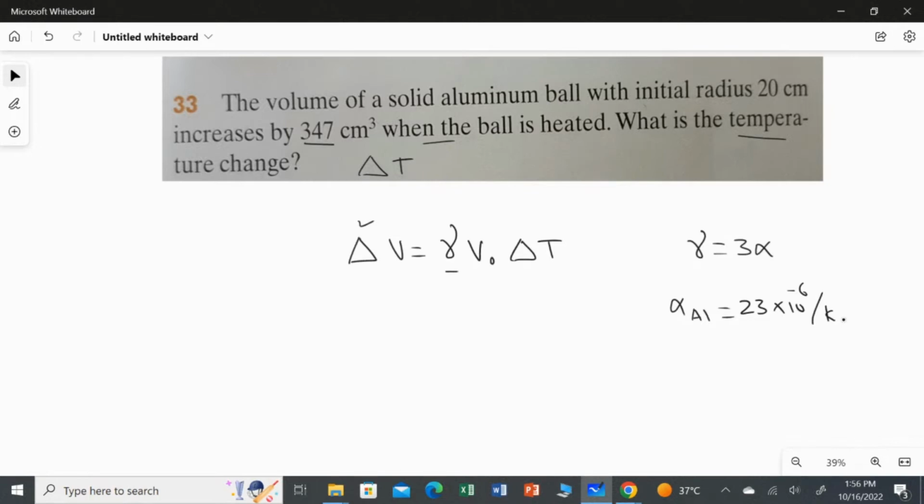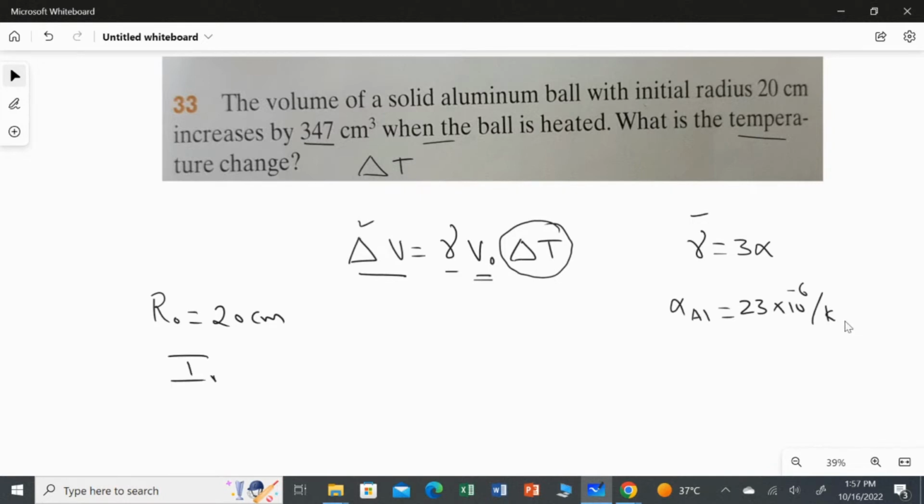So that means the alpha value is a constant. So by that you can easily find the value of the gamma, and the change in volume is already given in the question. And we are going to find the value of this delta T. For that we need the initial volume. So before we use this equation, I am going to find the initial volume of the ball, because we have the initial radius. What is the value of the initial radius? 20 centimeter. Clear? So first of all, I'm going to find the initial volume of the aluminum ball.